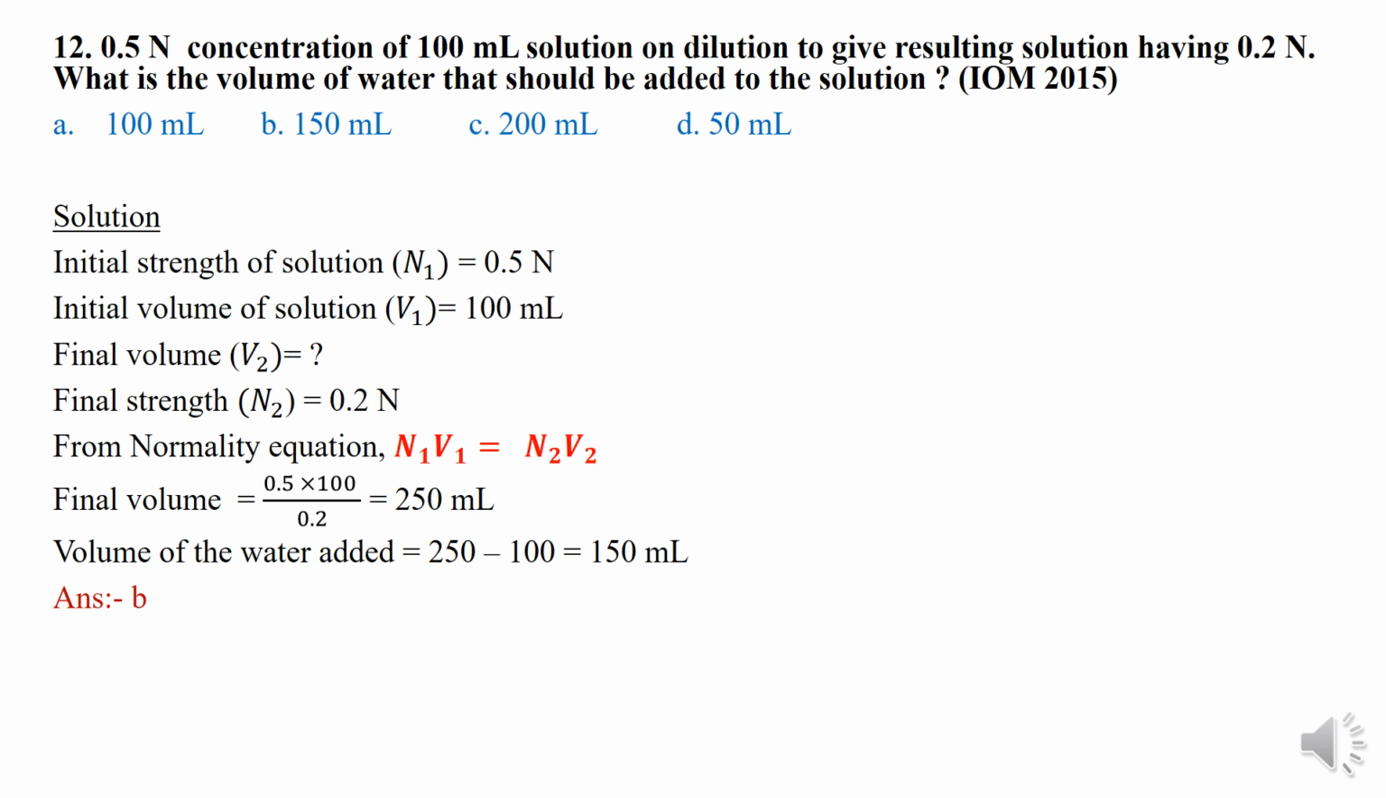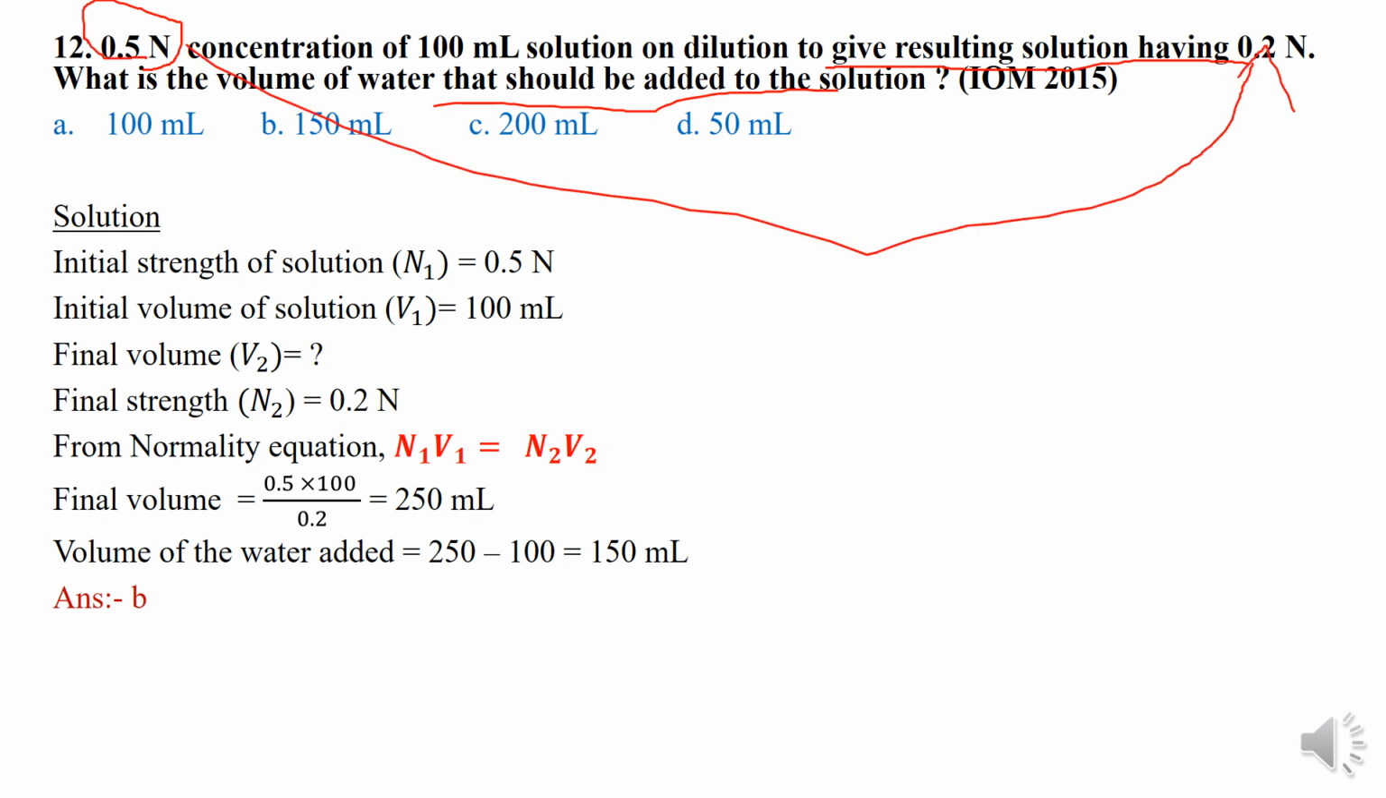Next question, 0.5 normal concentration of 100 ml solution on dilution to give resultant solution having 0.2 normal. What is the volume of water that should be added to the solution? The concentration of that solution is going to be decreased from 0.5 normal to 0.2 normal, right? So the concentration is decreased.